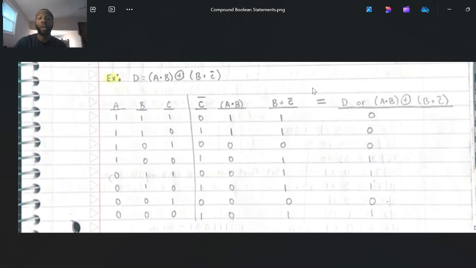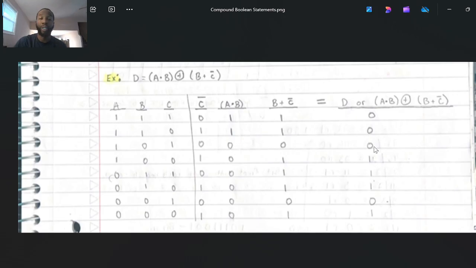Which is D, or I just put the whole equation. Means same thing. So let's look at A and B. So we got that column, and then exclusive or. So you can't have two be true. Only one can be true, and we got B or not C. So we got this column and this column. So we have 1, 1, which is 0 because that's the exclusive or. 1, 1, which is still 0, exclusive or.